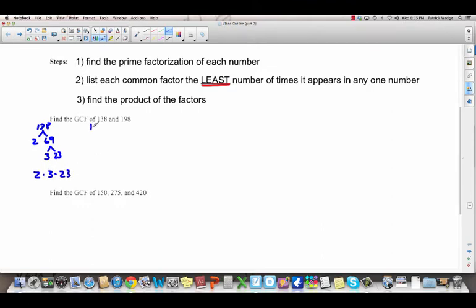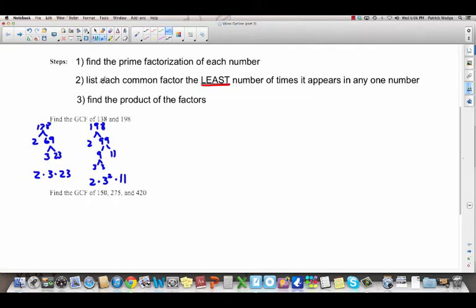Let's do the same thing for 198. Again, I don't know what goes into 198, but I see it's even, so 2 must go into it. 2 goes in 99 times. 99, what goes into that? Well, we could do 9 and 11. I know that works. Are those both prime? No, 9 can break down into 3 and 3. So our prime factorization is 2 times 3 squared times 11. Okay, we've done the first step.